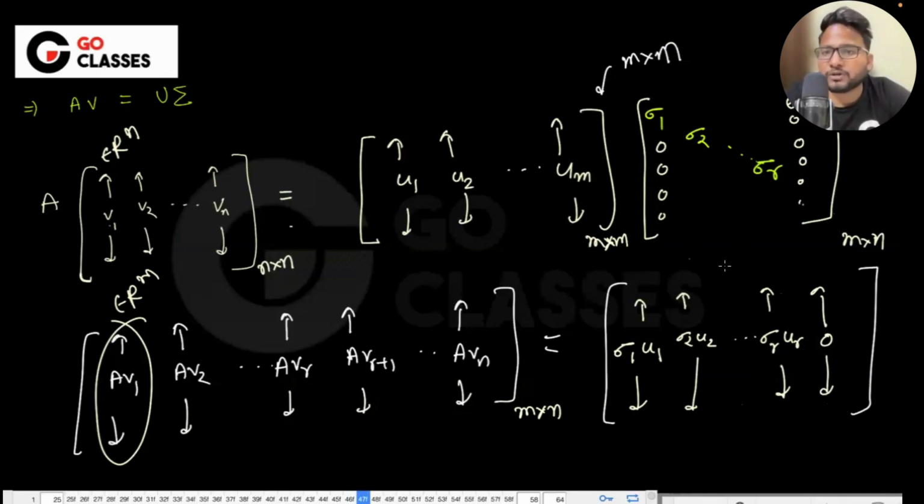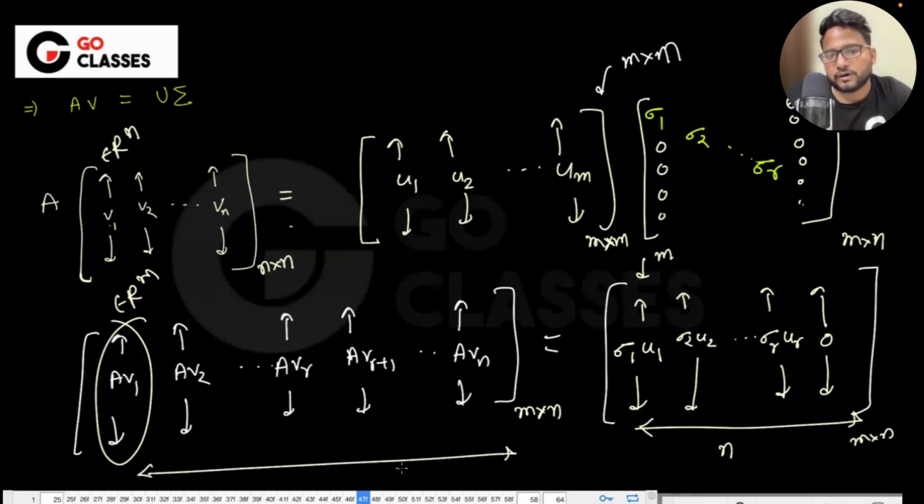So if it is m cross n, this is an m dimensional vector. These are the n vectors, right? These are the total n vectors. These are also n vectors. Anyway, these are the n vectors total. But after some point in time, if the non-zero singular values are sigma r, then it will be sigma r u r, right?